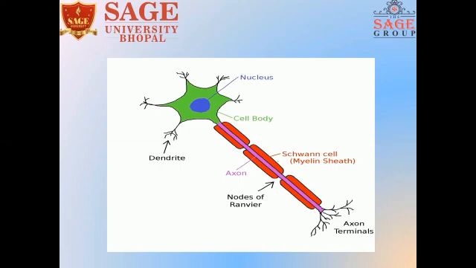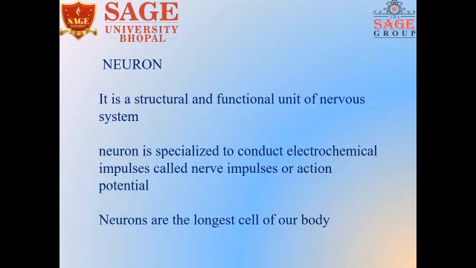So neuron is a structural and functional unit of nervous system. As you all know, a body has a nervous system, and neurons are a part of this nervous system which have a very important and crucial role. It has a structural as well as functional role in the nervous system.